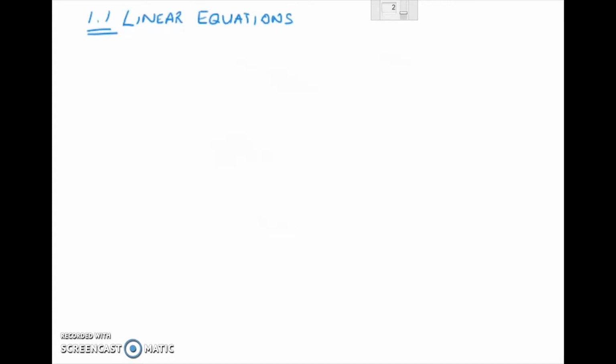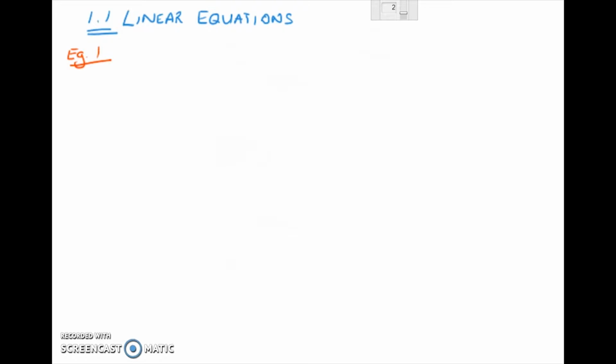Okay, welcome to our first unit here, where we're looking at solving linear equations. What we need to remember is that a linear equation is one where the value of the highest power of our variable, say x, is 1. And when we're solving a linear equation, we are finding the value of that unknown variable.